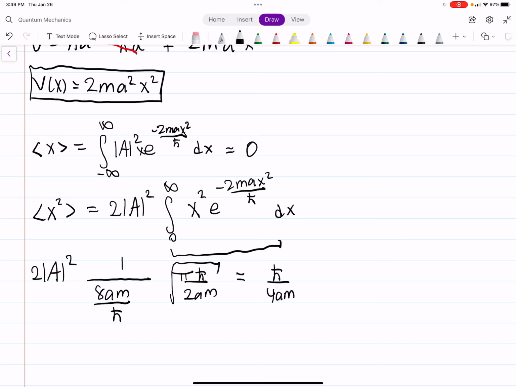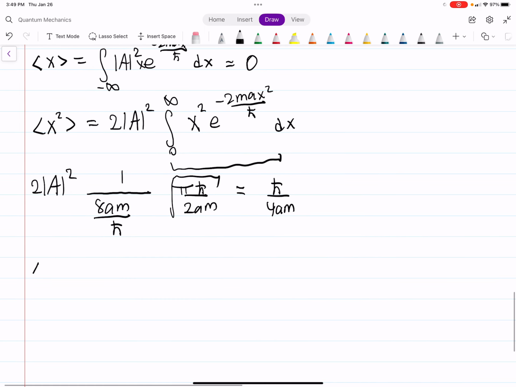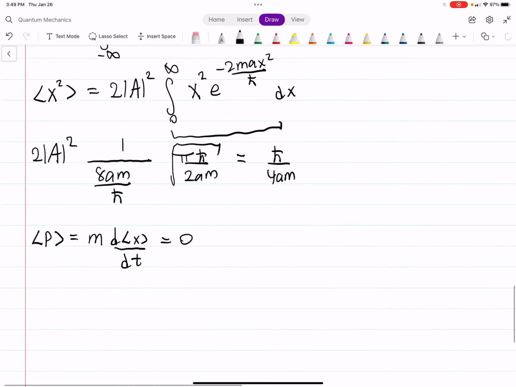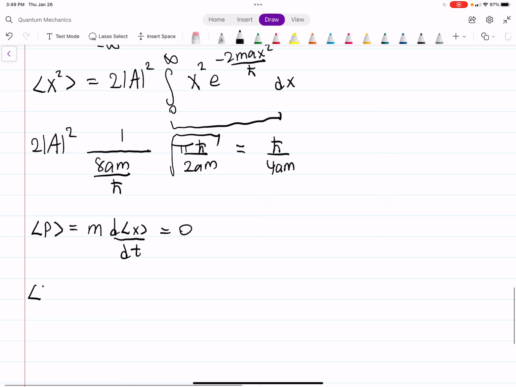Now we also need to calculate the expectation value of momentum. We can use what we used in a previous problem, that the expectation value of momentum is just defined like this. And since the expectation value of x is 0, the expectation value of the momentum is 0.